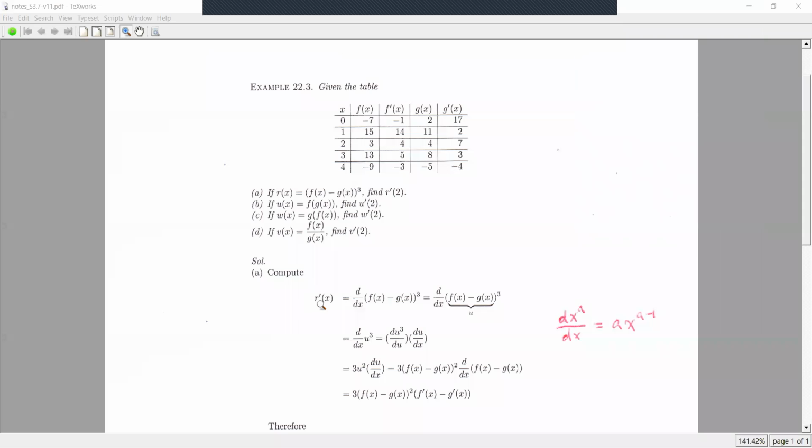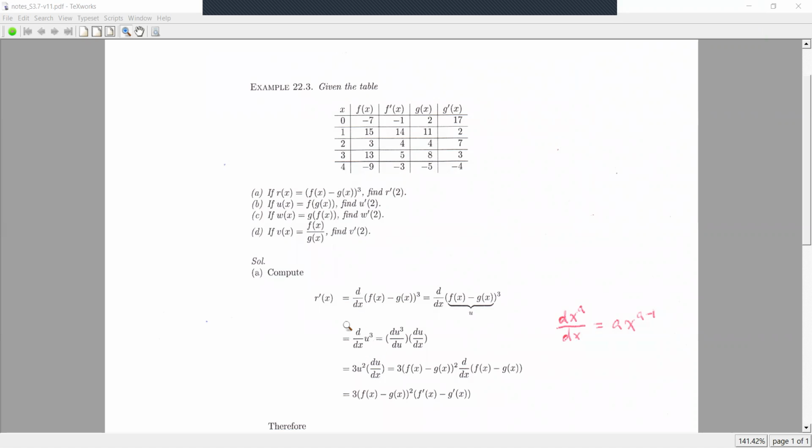Now, take the derivative of function R. Then plug in this function for R. I have this equation. To find this derivative, I want to use the chain rule. I let u be the base f minus g. Then this power function becomes u to the third.